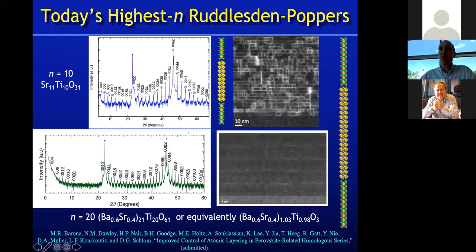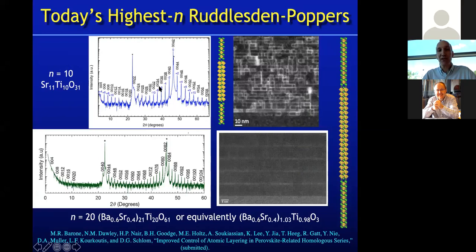So I showed you examples of up to n equals five. I thought it'd be fun to throw in some recent results. Here I show what the record is. The record that's published is n equals 10. This is again in the strontium titanate system.